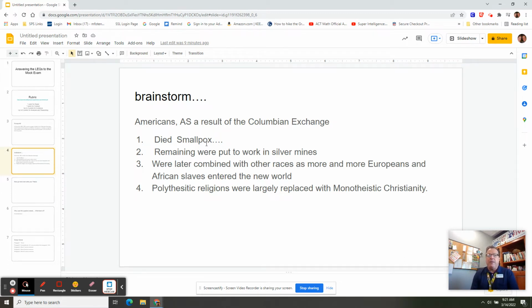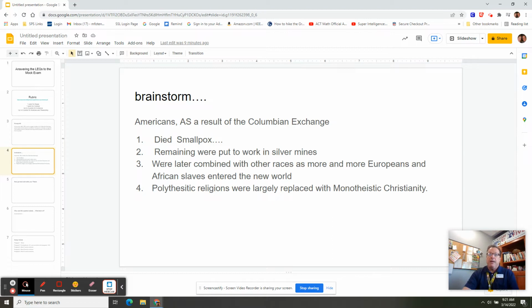A lot of kids were, I shouldn't say a lot of kids, there were some kids coming in and mixing up the disease there, which cuts out on the ability to analyze later on. So we need to know that they're dying, smallpox, etc. The remaining Native Americans are going to be put to work in silver mines. So there's a labor moment.